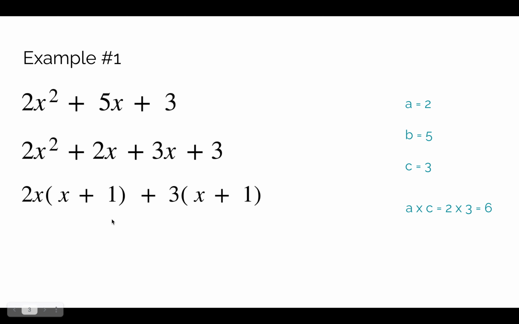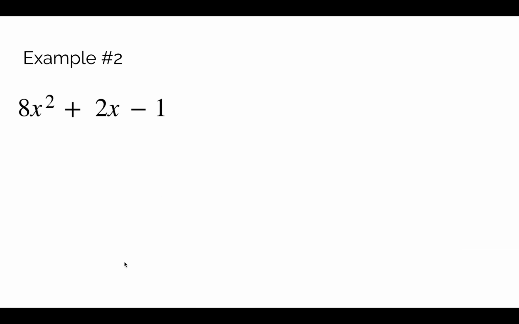So the next step is, since these two terms both have a factor of x plus 1, you can common factor that out, and what's left will be 2x and 3. And if you do that and you common factor out an x plus 1, you'll have a 2x plus 3 left. And therefore, you have now factored the expression 2x squared plus 5x plus 3 into x plus 1 times 2x plus 3. Let's move on to the second example.